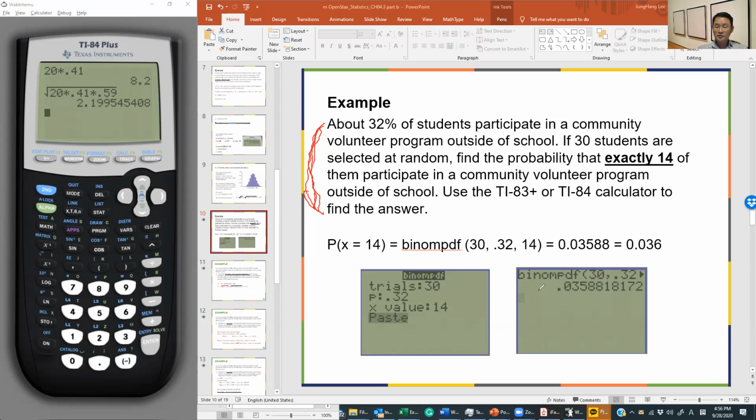Okay. So this question says, this is also the same question that we tried before, right? In our next lecture.